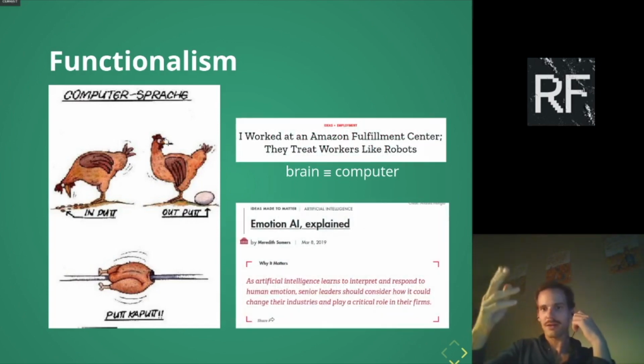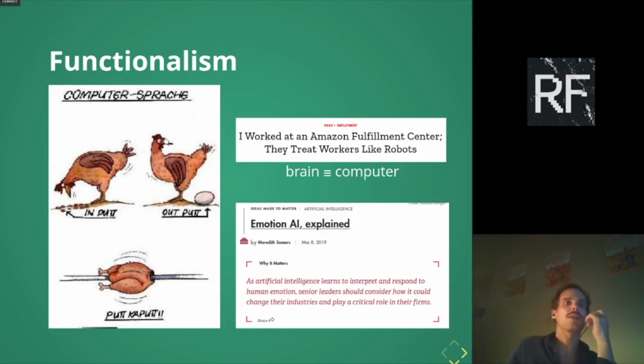But then you can think of many illustrations in your life. Here there are two articles that are stating a functionalism paradigm in the way of thinking.